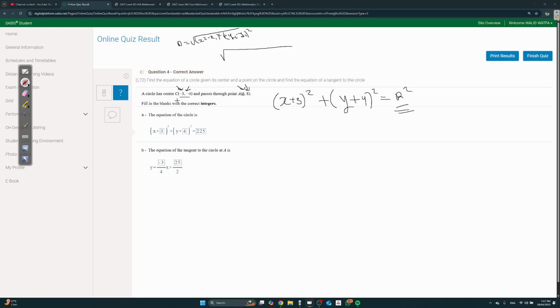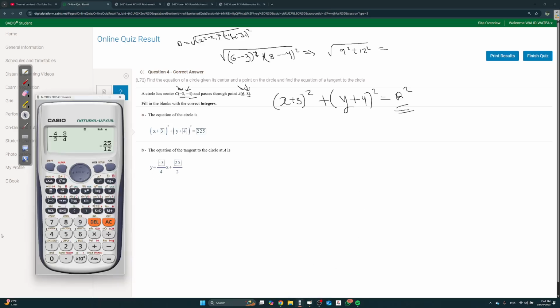x2 in this case is 6, x1 is minus 3, right? So 6 plus 3 squared plus y2 minus y1, so 8 plus 4 squared. So you're going to get root 9 squared plus 12 squared, which is 15. Okay, so the radius is 15. So over here r squared will be what? 15 squared. Don't put 15 in this box.